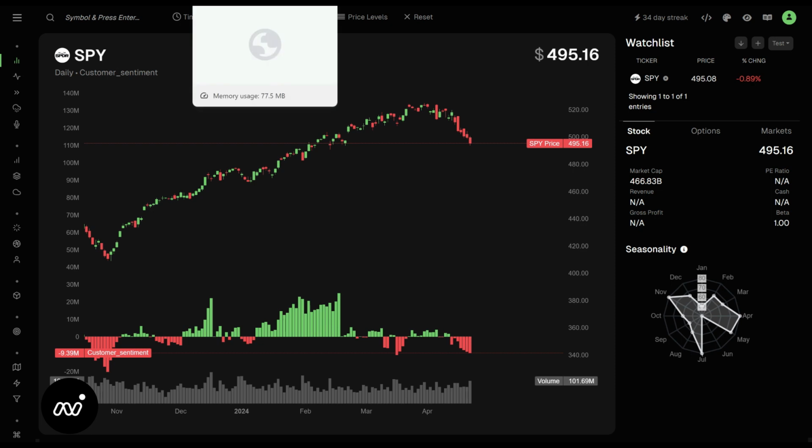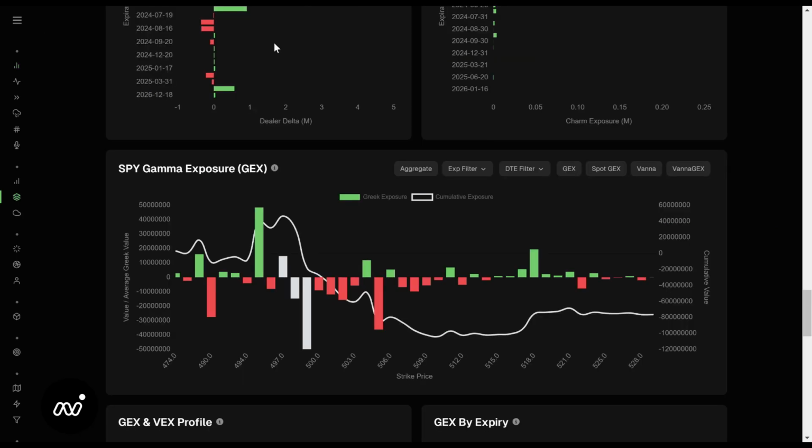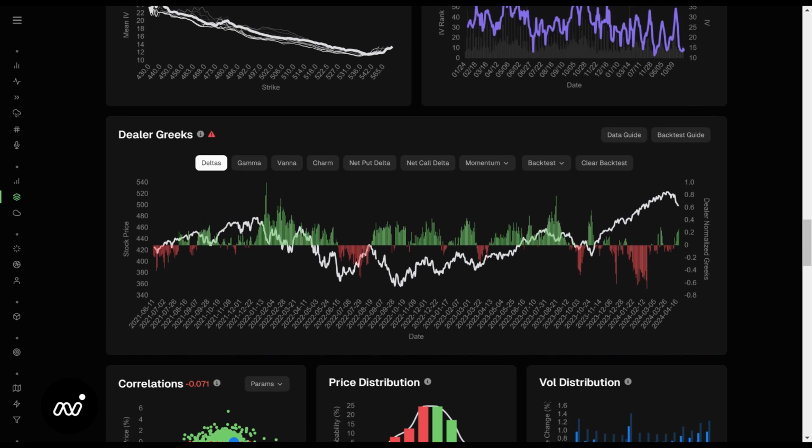Now we're going to jump into our options dashboard here, and we're going to take a look at more dealer information as we go along. So this is the section that you want to come to. You want to scroll down to your dealer Greeks, plain and simple. Once we get down to our dealer Greeks section, it's pretty simple.